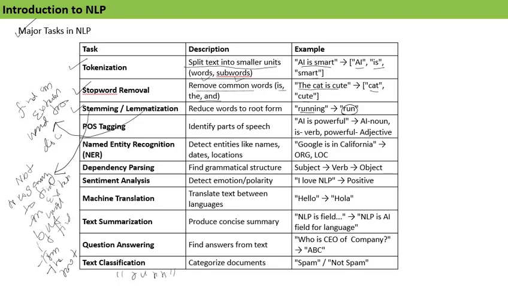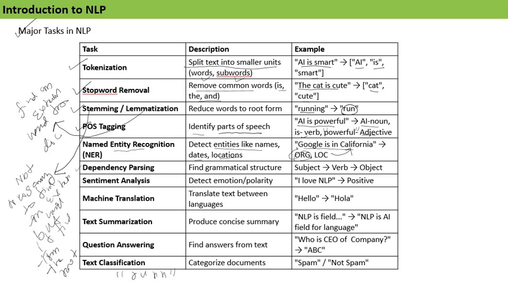So next is POS, that is, parts of speech identification. For example, "AI is powerful": AI is a noun, is is a verb, and powerful is an adjective. Correct. Next we find named entity recognition, which detects entities like the name of an entity, dates, or the location of any place. For example, "Google is in California." So the organization is Google, and the location is California here.